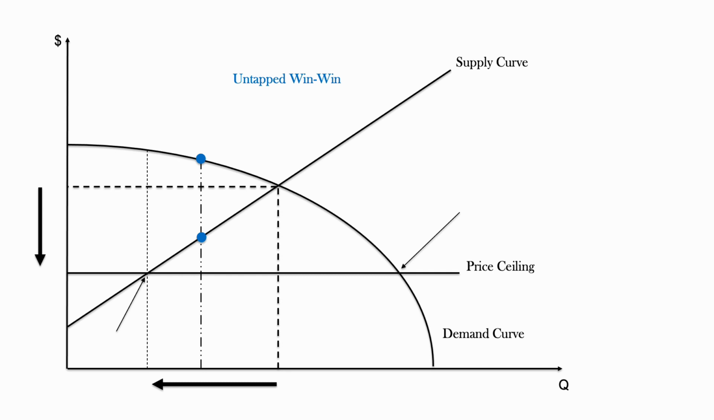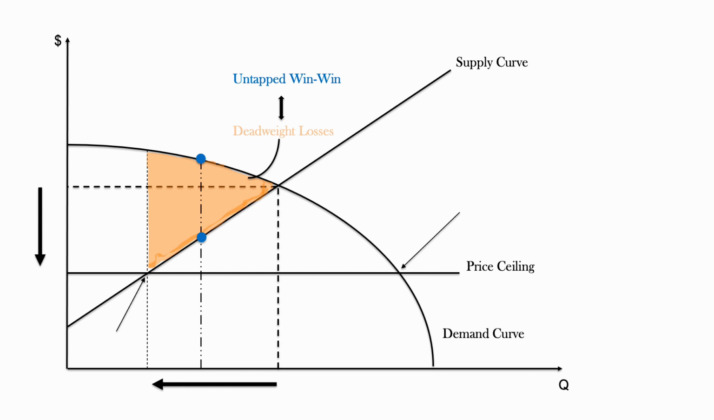And so we can extend this to all of this area. In fact, let's cover the remaining spot. So this entire space is the space in which for each unit this is true. And this untapped potential can be described by this triangular region. This is called deadweight loss, and it is equal to the total untapped win-win that was available here.